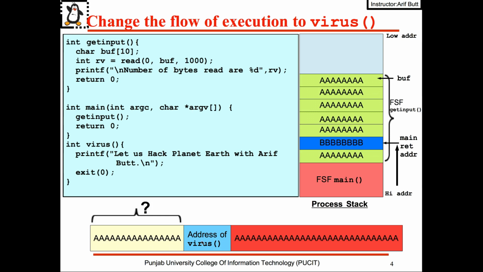So this is the expected layout of the input string, and I need to find out the number of A's I need to give, and after that I need to write the address of the virus function, which will come up over here. I need to find out these number of A's, and then I need to find out the address of the virus function. Finally, I will create this input string, and I will give this input string to this program.